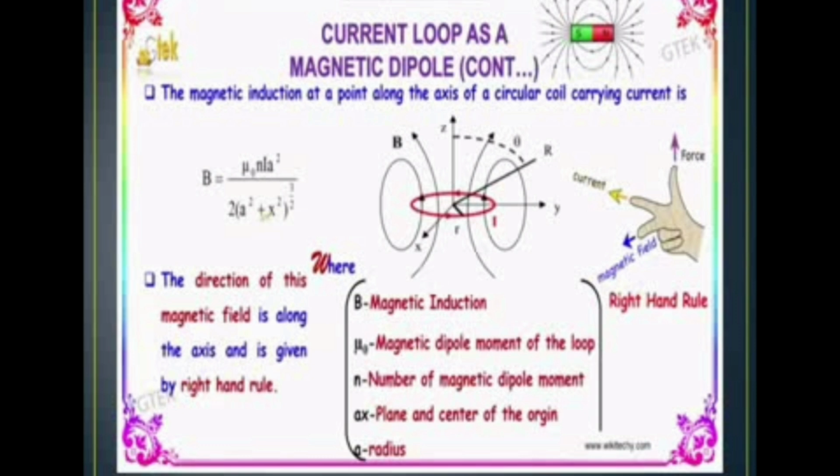So the direction of the magnetic field along the axis is given by the right hand rule. Using Fleming's right hand rule we can find the direction of the force. So this is the value we found. B is the magnetic induction, and mu naught is the magnetic dipole moment.